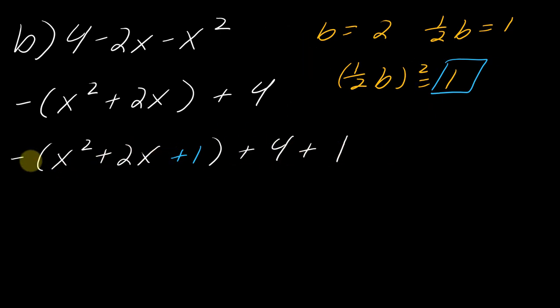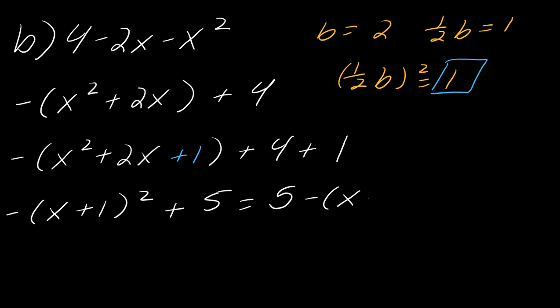So pause, and if you don't believe me, force yourself to distribute this to see that I've just subtracted 1 and added 1, because you have to keep the balance of this, and you have to respect that there's a number in front of here, namely negative 1. So now that I have that, this becomes negative x plus 1 squared plus 5, and a lot of times we write that as 5 minus x plus 1 squared. That's a common way we might rewrite that.